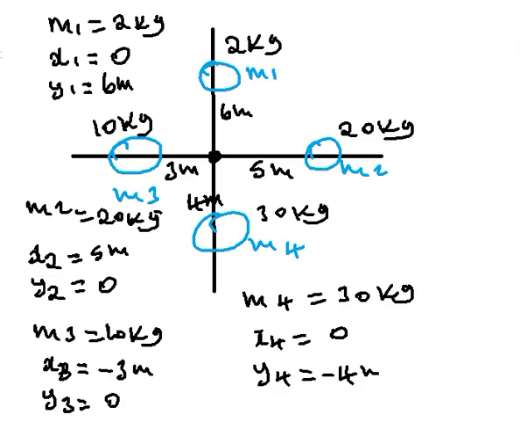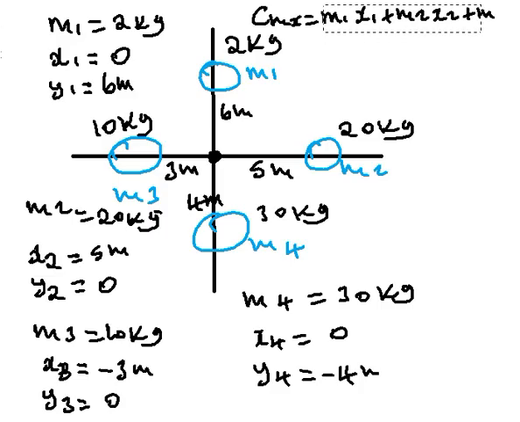So we'll have the center of mass along x, which will be given as mass 1 times its position along x, plus mass 2 times its position along x, plus mass 3 times its position along x, and likewise mass 4 times its position along x. Let me substitute the values.